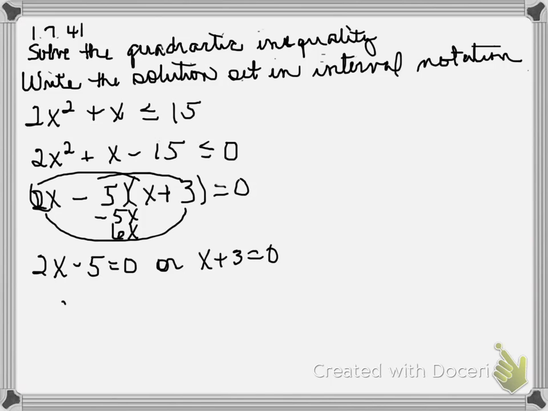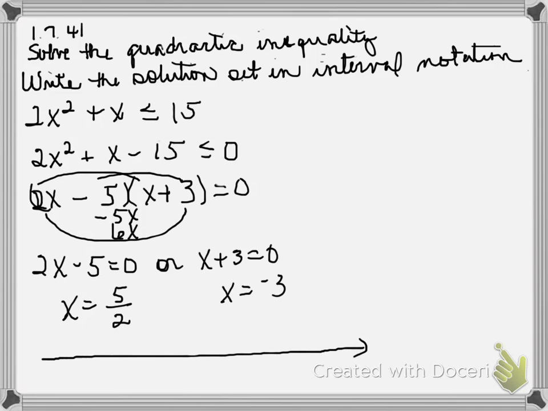Solving the one on the left, we would have x equal, add 5 to both sides and divide by 2, so x is 5 halves. Or on the right, subtract 3 from both sides and x is negative 3. All right, this is going to break my number line into 3 segments. So let's just get a general approximation for where each of these are located. So that'll be my negative 3. So that would be negative 2, negative 1, 0, 1, 2, 3. So 5 halves would be halfway between 2 and 3.